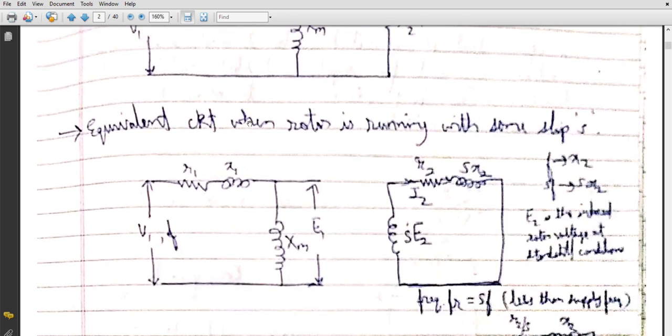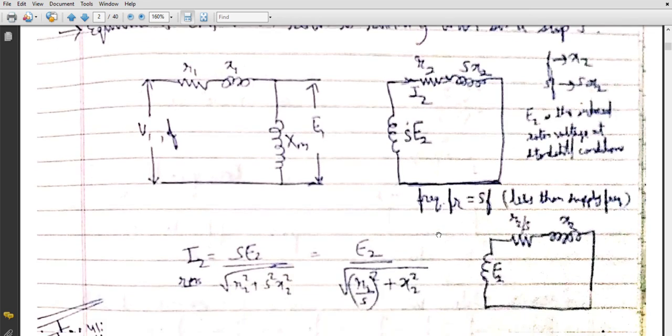Now in this structure, what is the issue? The issue is that the ratio of E1 and E2 is no longer constant. Why? Because E1 divided by E2 becomes E1 divided by s times E2, since the rotor EMF has changed to slip times E2. This slip is continuously changing, so the ratio will never become constant. So we cannot join this primary circuit and secondary circuit as we did when we studied the transformer. This is the main issue.